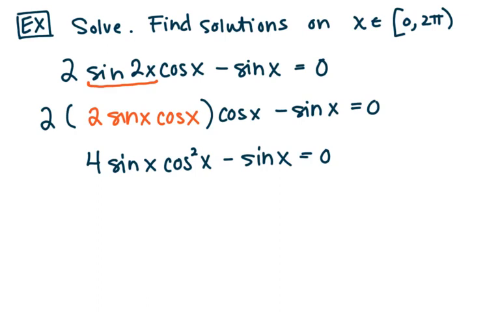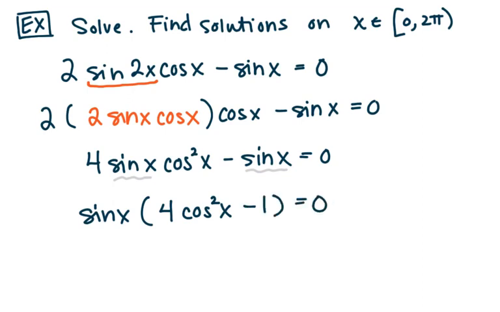So now I can see I've got this to a point where I can factor a GCF. I'm going to factor out a GCF of sine x. So when I factor that out, I have sine x times 4 cosine squared x, and factoring that out over here, that will leave me with a minus 1 is equal to 0.